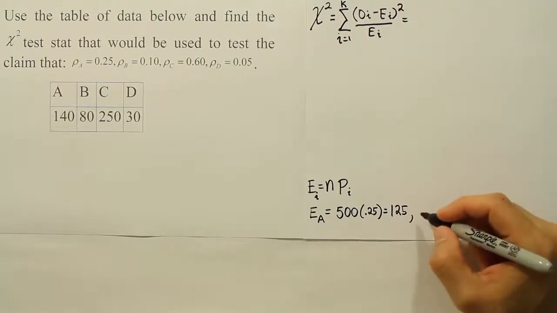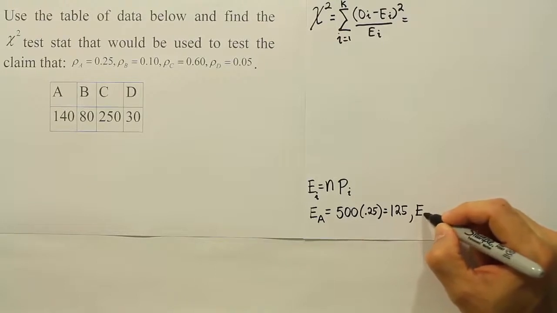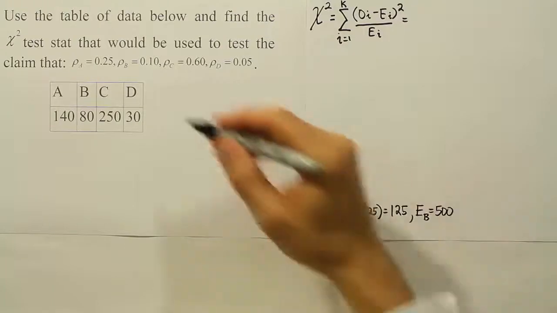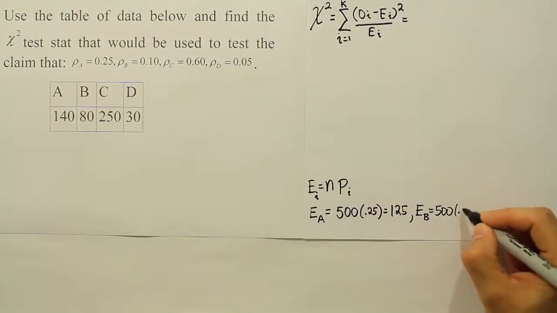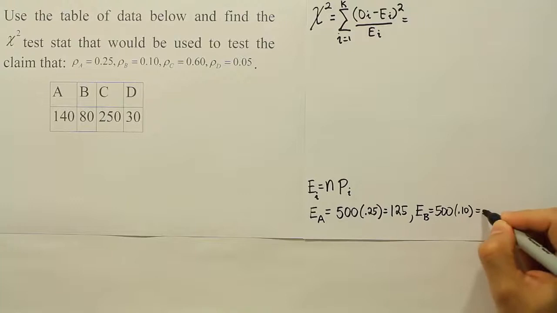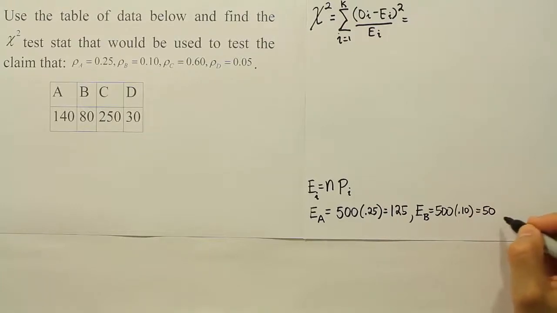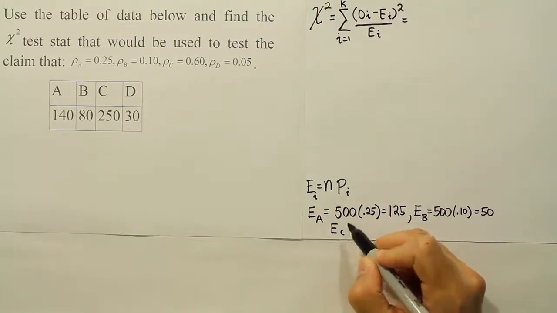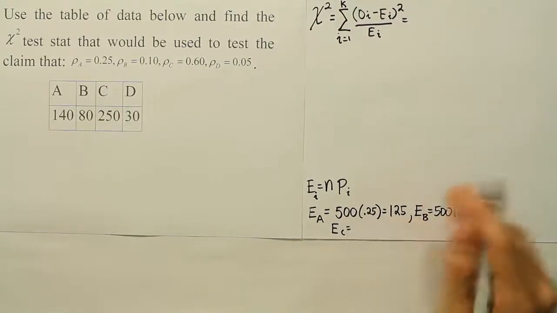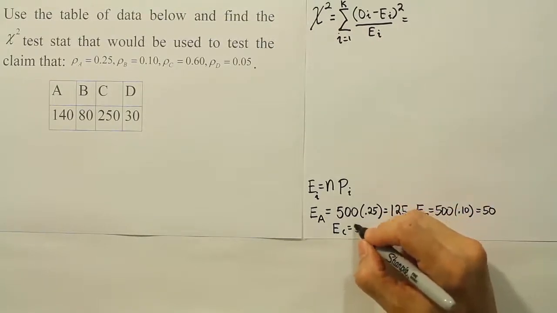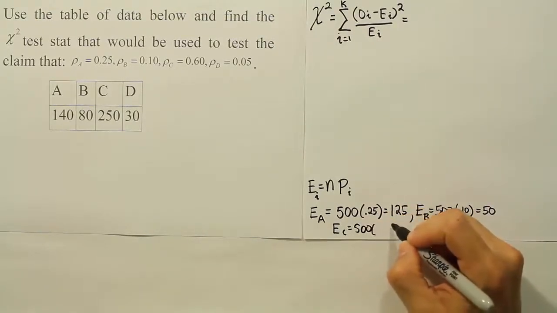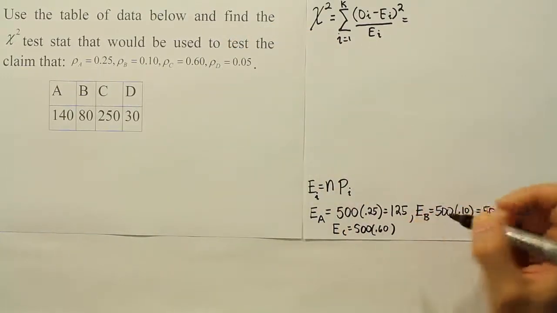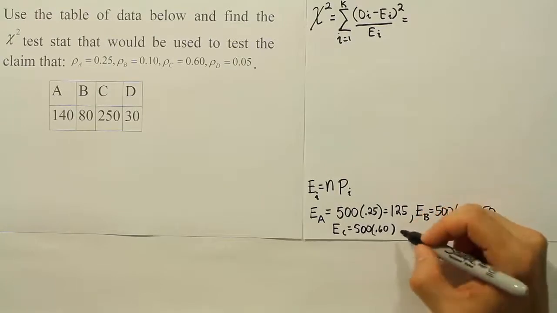And then, of course, we do the same for B, the expected value for B. It'll be 500 times the probability for B, which is 10%, and 10% of 500 is just 50. Now we have the expected value for B. Let's work out the expected value for C. The expected value for C is again 500 times the probability for C. According to the problem, it's 60%, so 0.60, and that would give you 300.